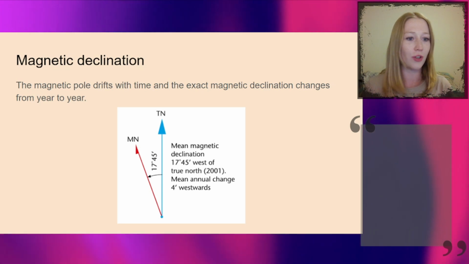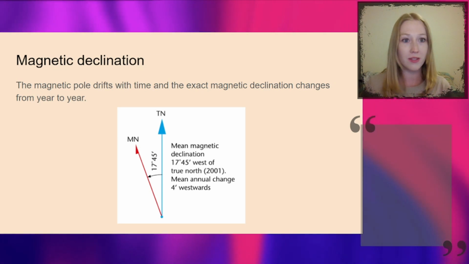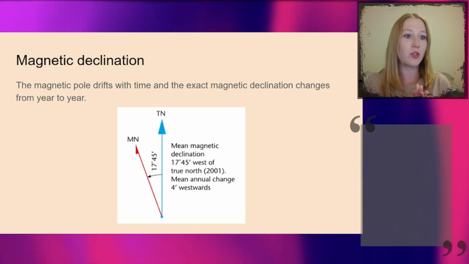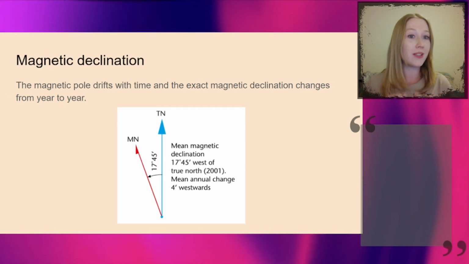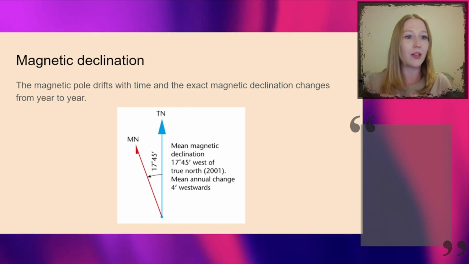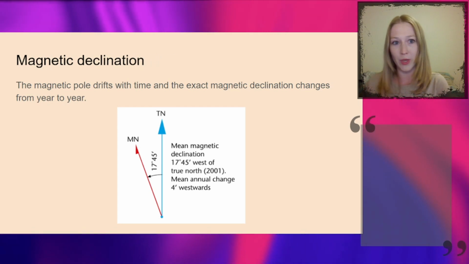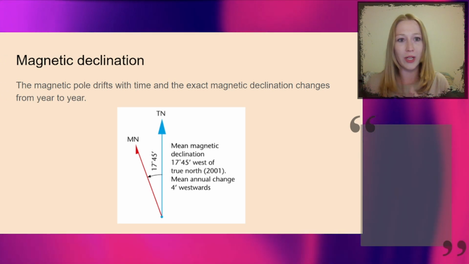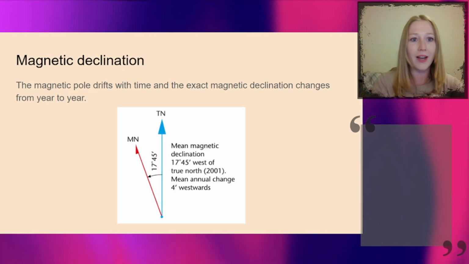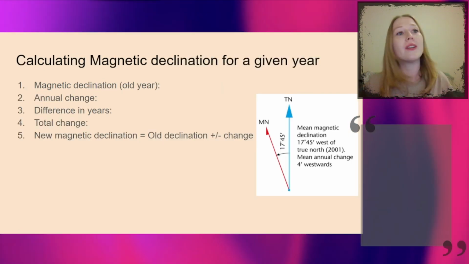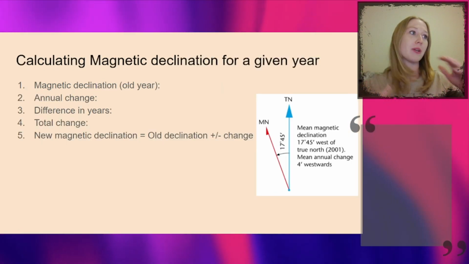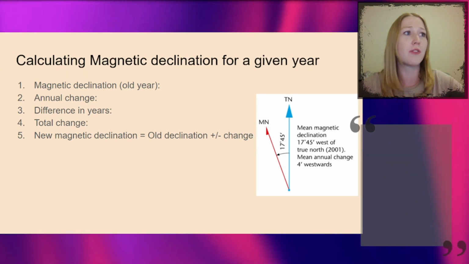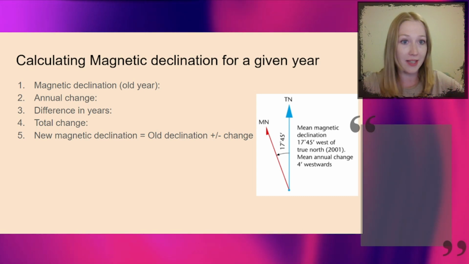So hopefully you can already see where this is going to go. If I want to know what is this year's magnetic declination, I need to work out how many times it moved by 4 minutes to the west. If that's overwhelming for now, don't worry. I have it in a step-by-step. So this is a little step-by-step that I've put together for my students. It's the 5 steps of finding magnetic declination.